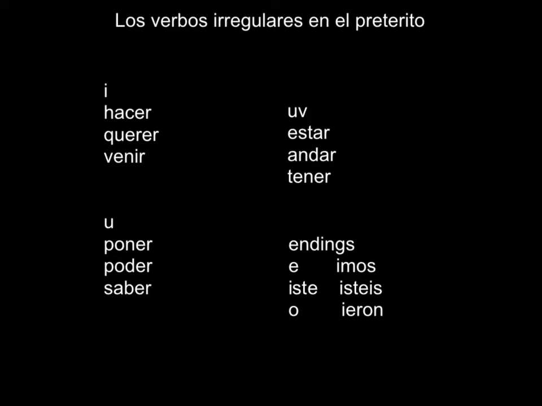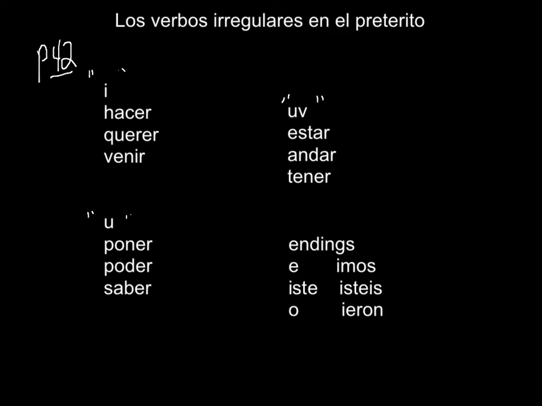This is on page 42 of your textbook. So if you need something additional after you watch this video, you can go to page 42. Here you see 9 verbs. The 9 verbs are categorized by threes into verbs that we call I verbs, U verbs, and UV verbs.